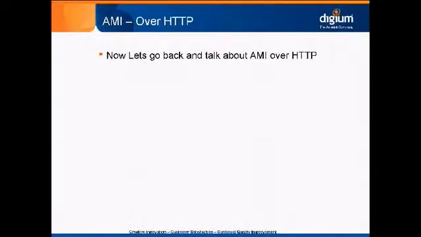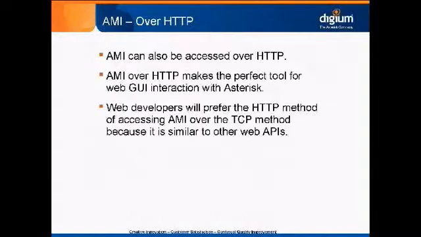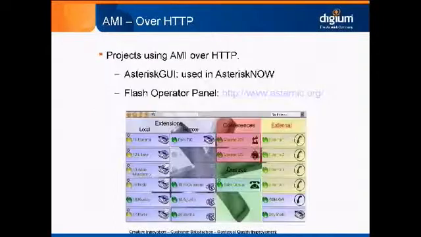So I'm going to briefly talk about AMI over HTTP. I'm not going to use these slides. I really don't know what I'm talking about at this point because I've never made an application with AMI over HTTP. But AMI can also be accessed over HTTP, similar to the way it's done over TCP. And this makes a perfect tool for people that are making GUIs. I know right now some projects that are using it are the Asterisk GUI, and another one's a Flash operator panel, which, yeah, okay, you guys can see that URL. I don't know much about it, but it shows some real-time status of your Asterisk box and does some neat things.